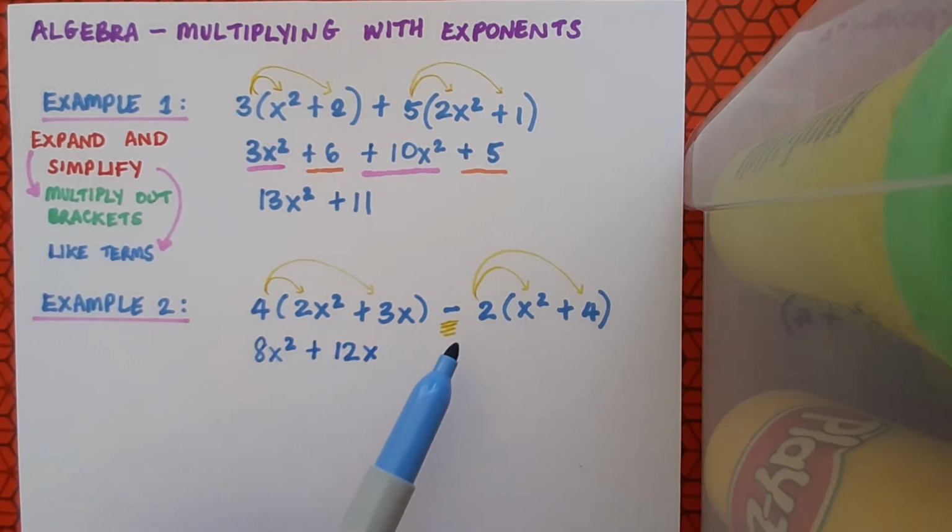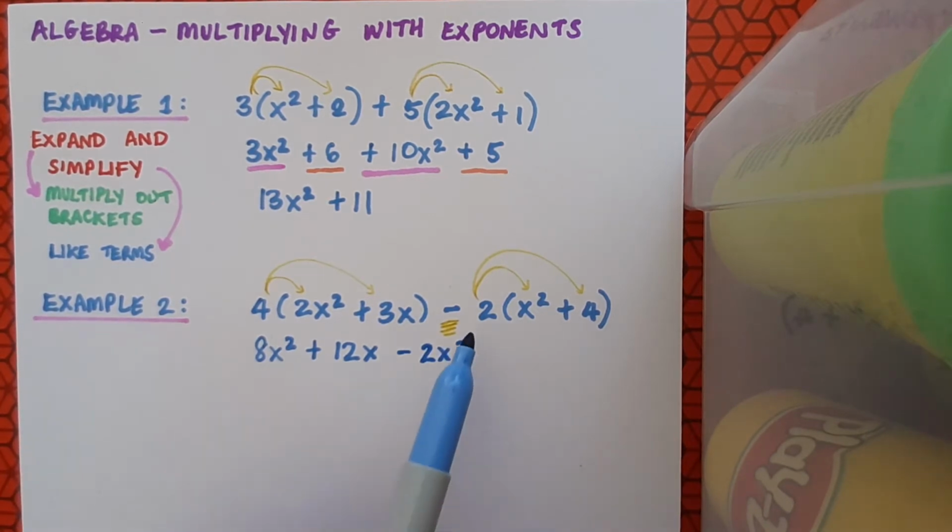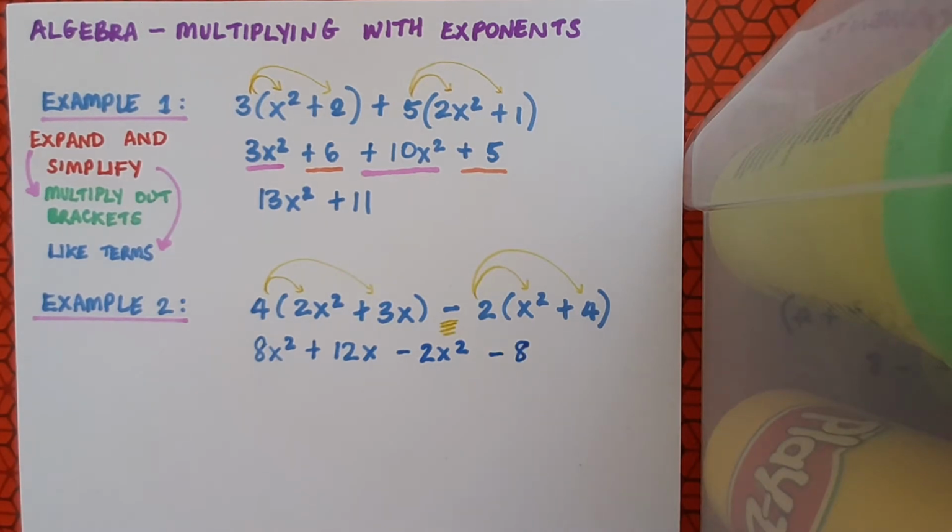And just watch out here, I've underlined this minus because this is a minus 2. And so I must take that minus into account when I'm multiplying. So I've got minus 2 by x squared. This gives minus 2x squared. And minus 2 by plus 4. Now just watch out with your signs. A minus by a plus gives a what? It gives a minus. So minus 2 multiplied by plus 4 gives minus 8.